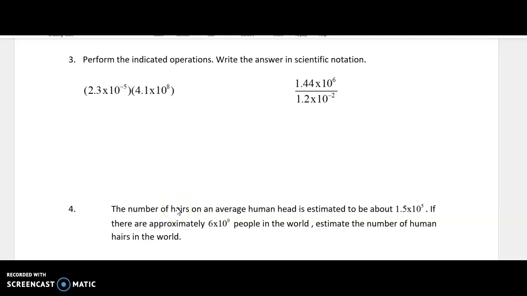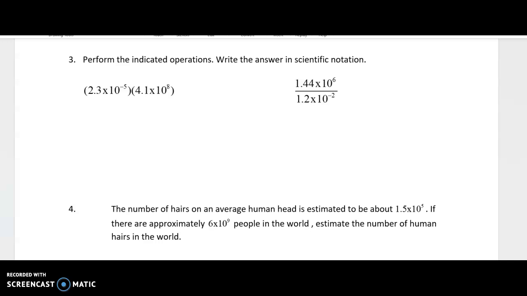Welcome to part 2 of our scientific notation series. In this video, we're going to continue in our guided notes on page 3, right where we left off. We just did some basics, but now we're going to perform operations that include scientific notation. You'll see here on the left, we have a problem where we're multiplying two different things in scientific notation. Let's go ahead and do that.